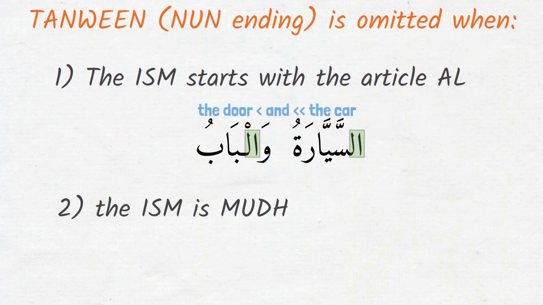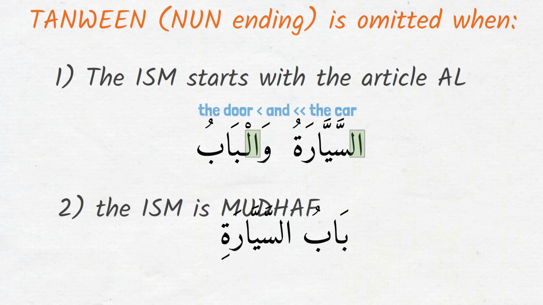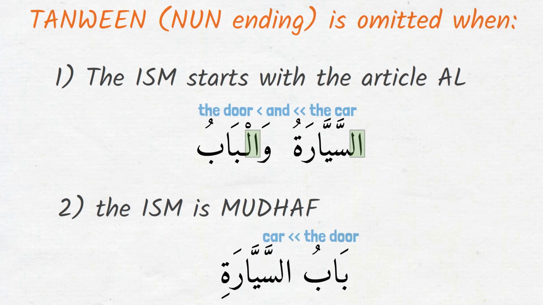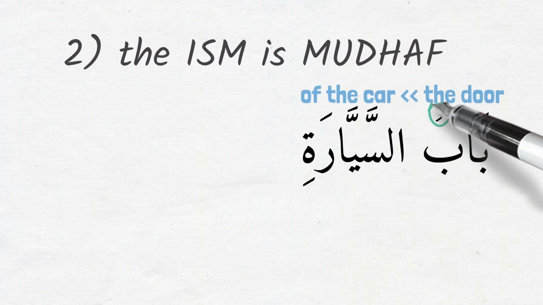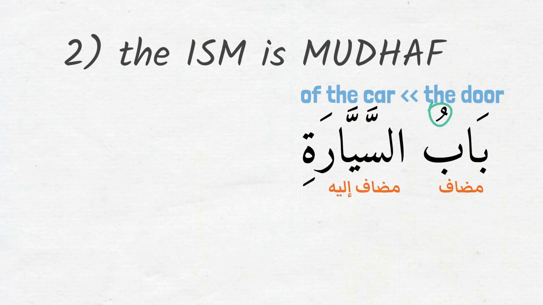2. When the noun is MUDOF. For instance, باب السيارة, the door of the car. As we can see here, the word babu does not end with tanween because it is MUDOF to السيارة. We talked about this rule when we covered إضافة combinations in lesson 5 and part 1.